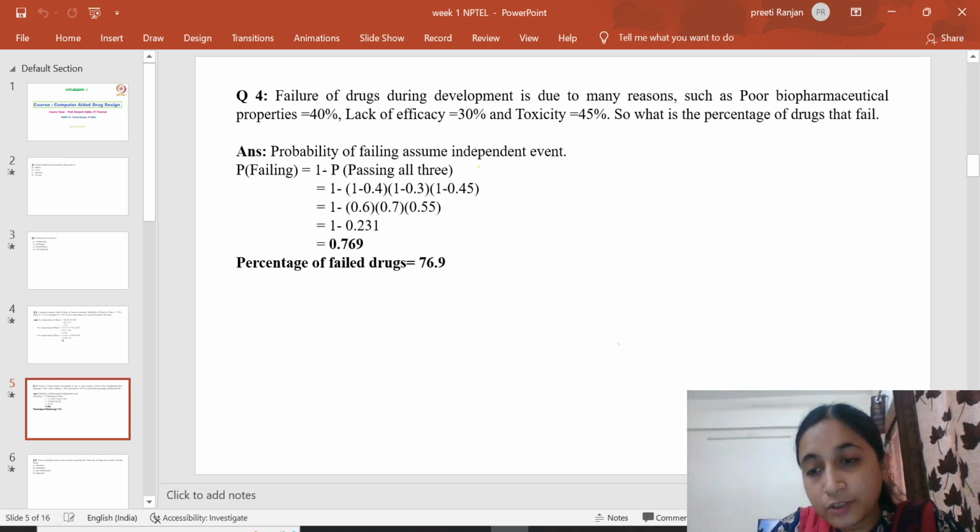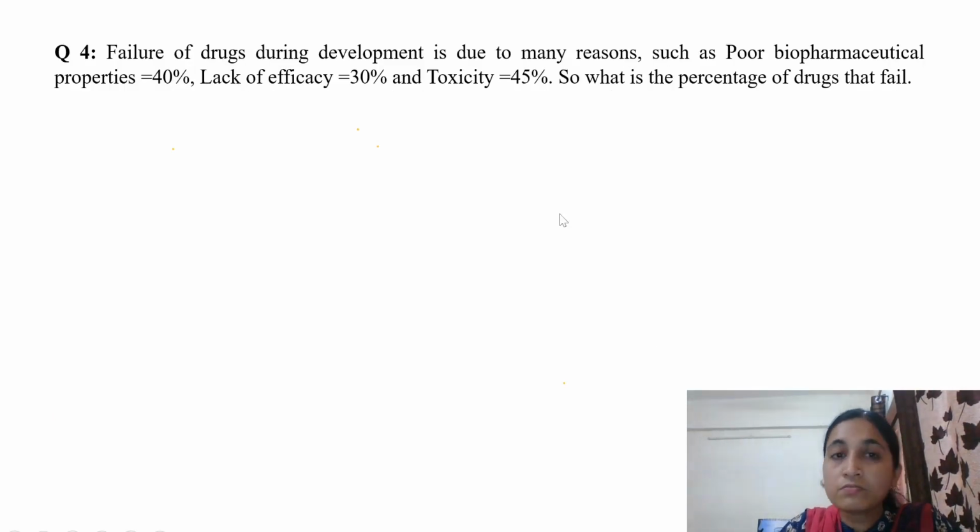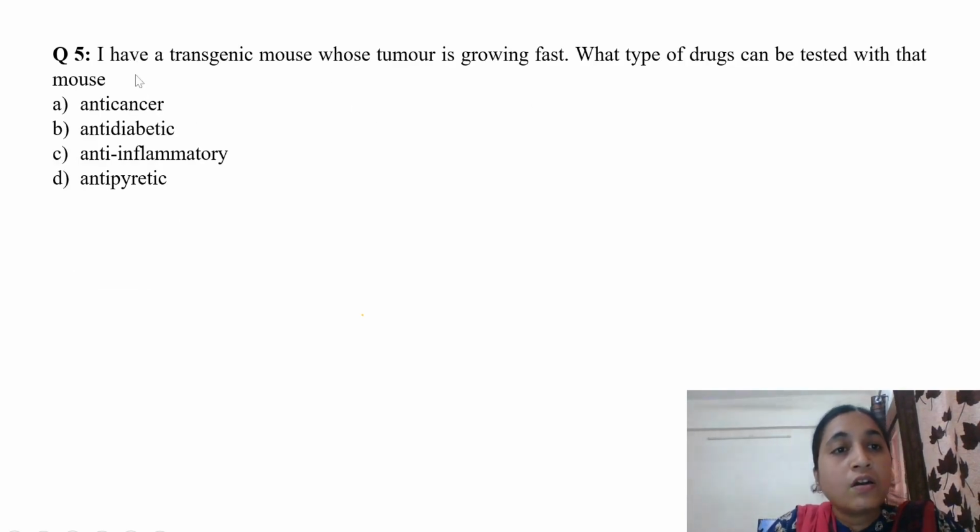Okay, so come to the next question. I have a transgenic mouse whose tumor is growing fast. So what type of drug can be tested with that mouse? Options are anti-cancer, anti-diabetic, anti-inflammatory, and antipyretics. In which disease does a tumor grow? In cancer only. So, we will check first antipyretic drug. Antipyretic drug is the drug used against fever. So it won't be the option.